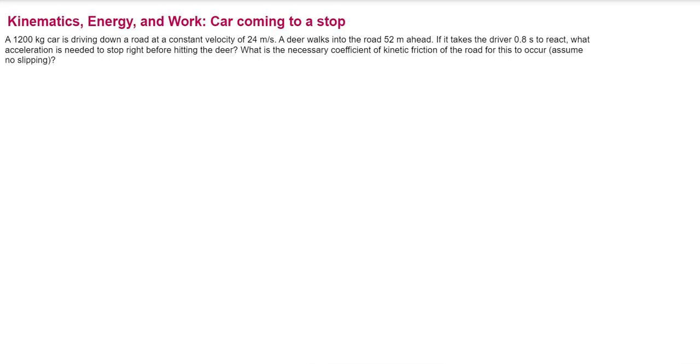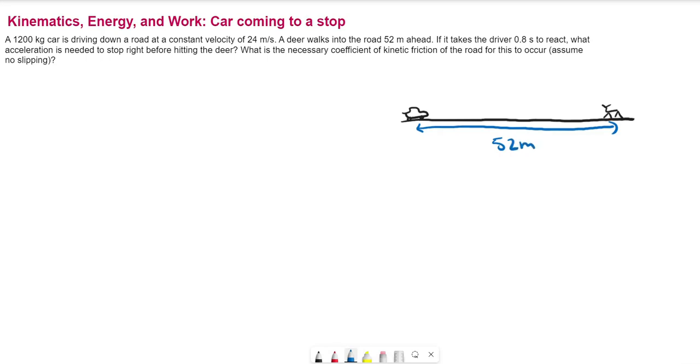So let's go ahead and draw a picture and figure out what we know and how to get the acceleration. So here is our car, and here is the deer. We know that this deer is initially 52 meters away, and this car is initially moving forward at a velocity of 24 meters per second. They also tell us that the mass is 1,200 kilograms, and there's a reaction time of the driver equal to 0.8 seconds.